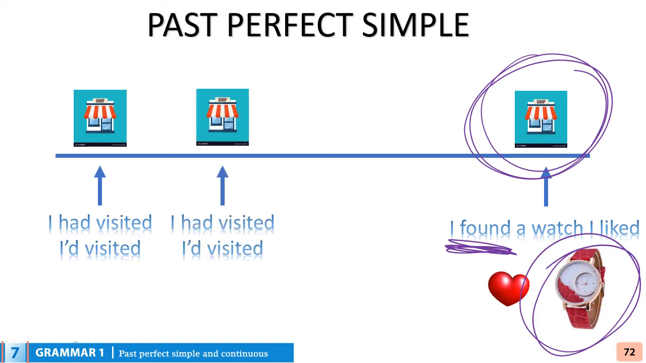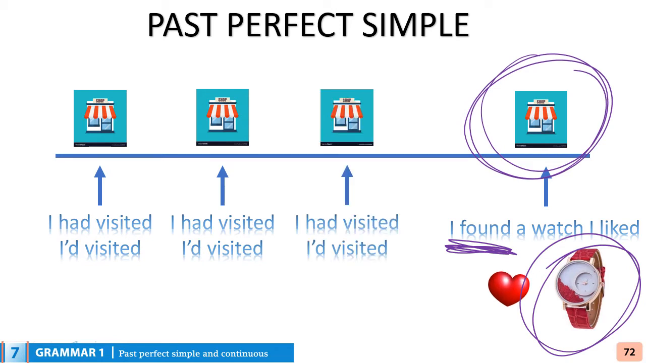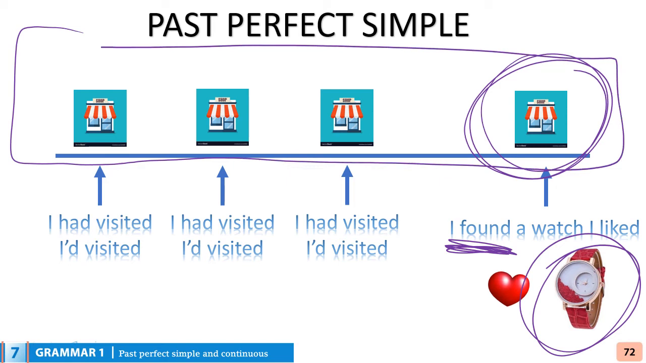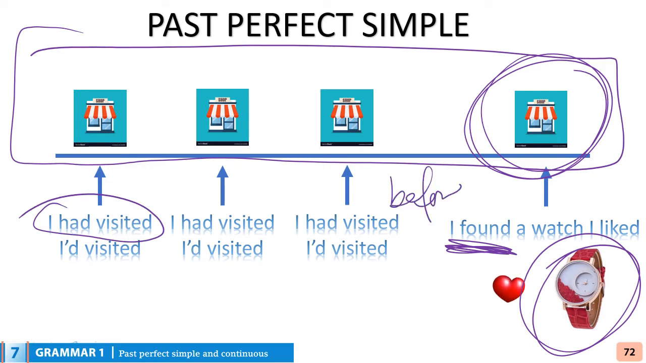I went to another shop. I had visited another shop, didn't find anything, and I went to another one. So I spent a lot of time visiting shops, and finally I found a watch that I liked. So if I want to tell my story to someone, I would say, I had visited lots of shops before I found a watch I liked.